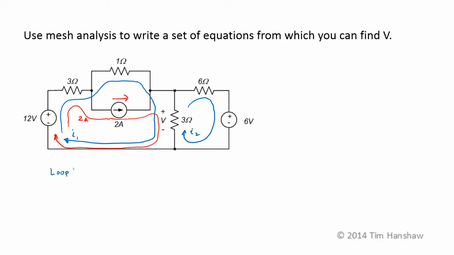So for loop 1, I'm going to still start down here. I'll see negative 12 volts plus 3 ohms, and I'm setting this voltage polarity based on the direction of mesh current I1. So I1 plus 2 amps, since that's also going in the same direction, plus 1 ohm now. Now the only mesh current going through this 1 ohm resistor is just I1, plus 3 ohms times I1. I2 is going in the opposite direction, and the 2 amp constrained loop is going in the same direction as I1. That brings me back to my starting point, so that equals 0.